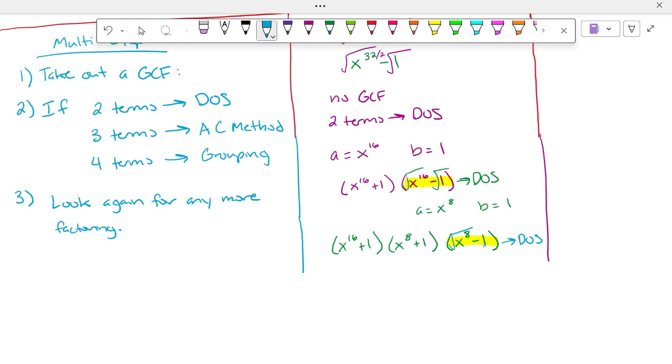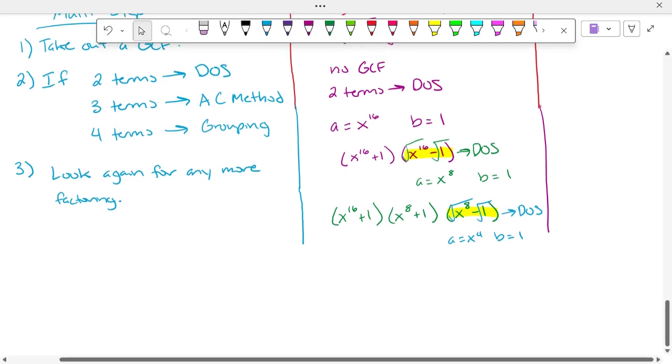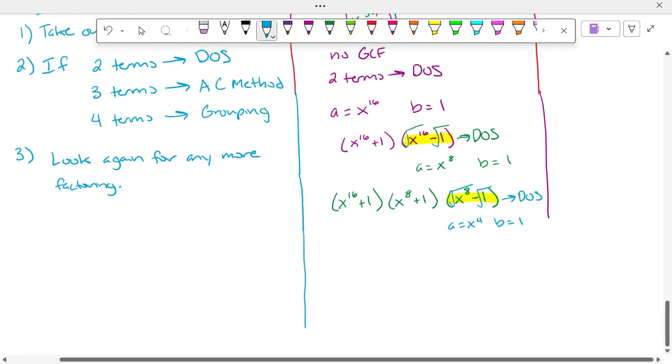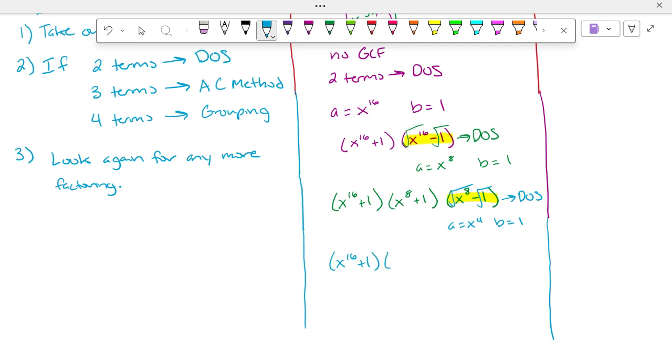So again, square root the first and the last. So a is equal to x to the 4th. B is equal to 1. So this would be x to the 16th plus 1, x to the 8th plus 1. Remember to bring down all of your old factors. This will be x to the 4th plus 1 times x to the 4th minus 1.